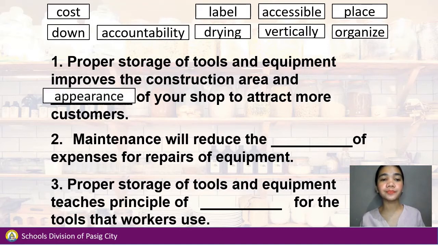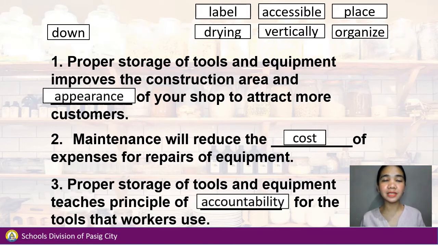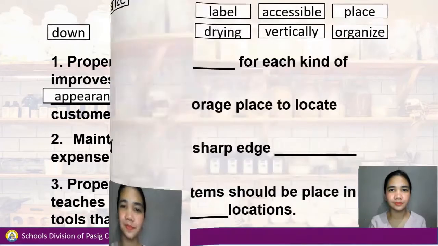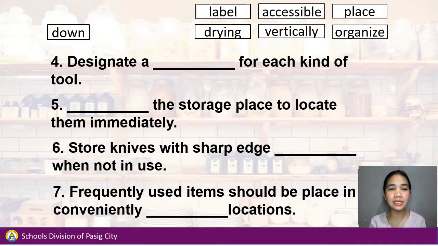Appearance. Number 2. Maintenance will reduce the blank of expenses for repairs of equipment. Cost. Number 3. Proper storage of tools and equipment teaches principle of blank for the tools that workers use. Accountability. Number 4. Designate a blank for each kind of tool. Place. Number 5. Blank the storage place to locate them immediately.